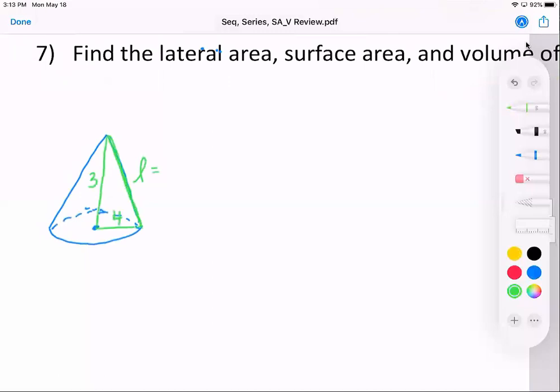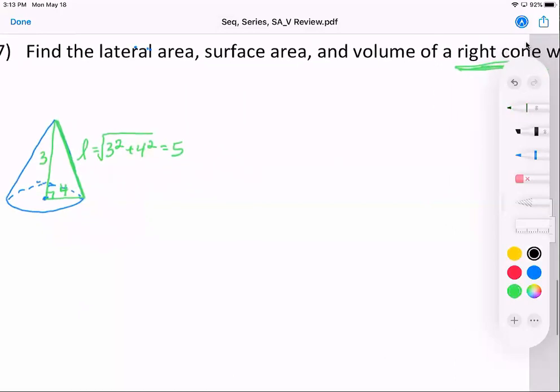And to find that, since it's a right cone, we can use the Pythagorean theorem. So we're going to do the slant height equals 3 squared plus 4 squared, and then square root that answer. So that would be 5. So the slant height is 5 with the Pythagorean theorem. All right, I think we probably have everything that we need now to find the information that we're looking for.